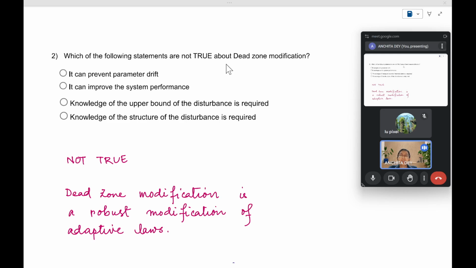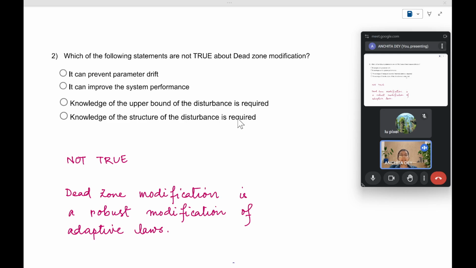And then these two are very specific to dead zone modification. So knowledge of the upper bound of the disturbance is required when you do a dead zone modification for any given adaptive law. But is knowledge of the structure of the disturbance required or not? Well, that's not the case. So you don't need that. You just need to know the upper bound. And that's how the dead zone works, right?